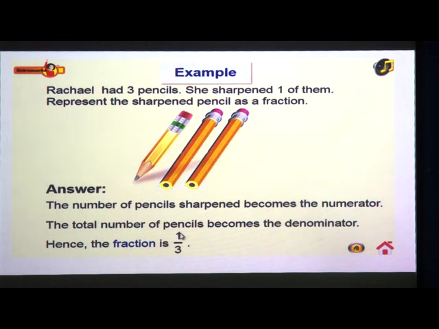So, the fraction is shown by 1 by 3. The total number of pencils becomes the denominator, hence the fraction is 1 by 3. Okay?